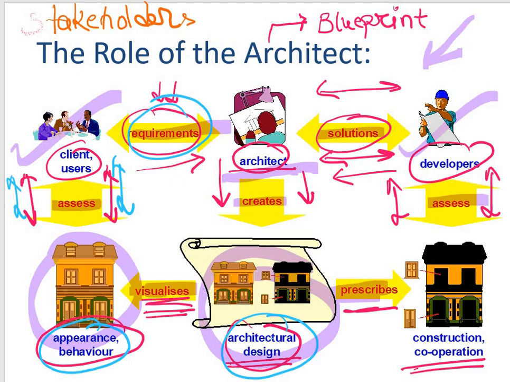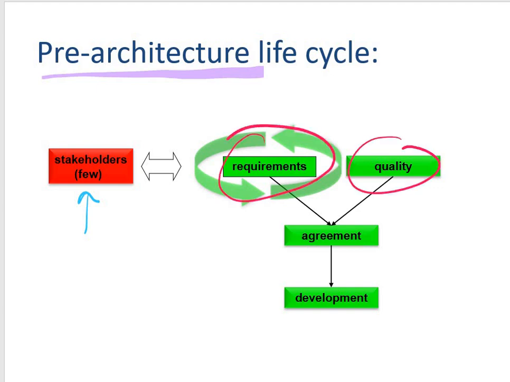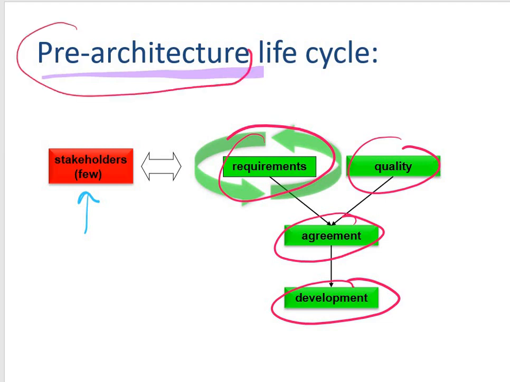Alright, so let's look into a time when the software architecture was not included in the software development lifecycle. That means we are now going to talk about the pre-architecture lifecycle. That means when the architecture was not included in the software development. So what we had was, we had the stakeholders who provided us these requirements, and we have incorporated the quality, went for an agreement, went for development, and we are done. So this is happening in case of your pre-architecture life cycle, right?